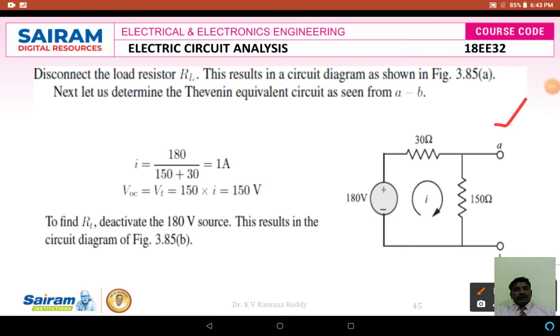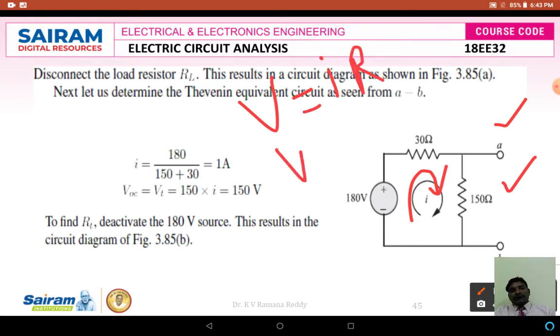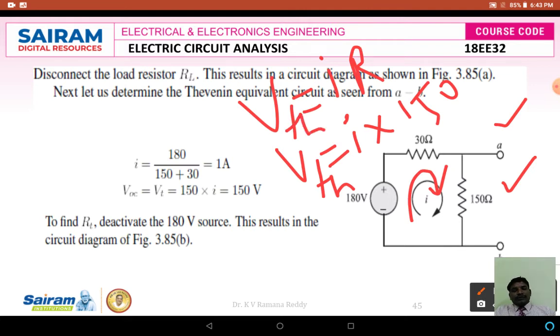To find the Thevenin's voltage value here, I am considering a current I which is flowing in this loop. What is the current I? Because here VAB is nothing but 150 into I, because the voltage formula is V equals I into R. Here I we don't know, R is 150. That is Thevenin's voltage VTH. Therefore VTH is equal to 150 into I. So I want to find I here.